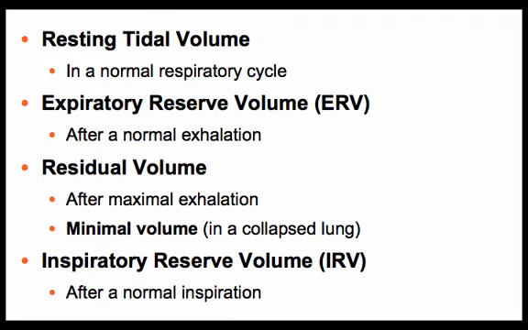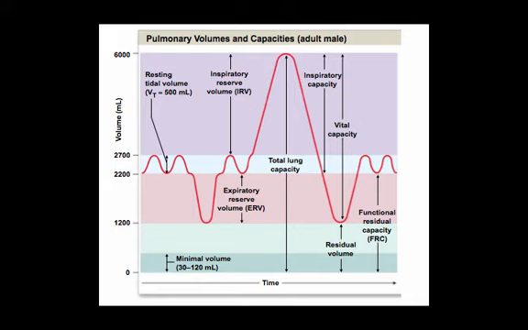The total lung volume is divided into a series of volumes and capacities that are useful in diagnosing problems. There are 4 pulmonary volumes: resting tidal volume, expiratory reserve volume, residual volume, and inspiratory reserve volume. The resting tidal volume is the tidal volume in a normal respiratory cycle, or in other words, the volume of air moved per breath in a normal respiratory cycle. The expiratory reserve volume is the amount of air that can be expired after a normal exhalation. The residual volume is the volume of air remaining in the lung after maximal exhalation, and the inspiratory reserve volume is the amount of air that can be inspired after a normal inspiration.